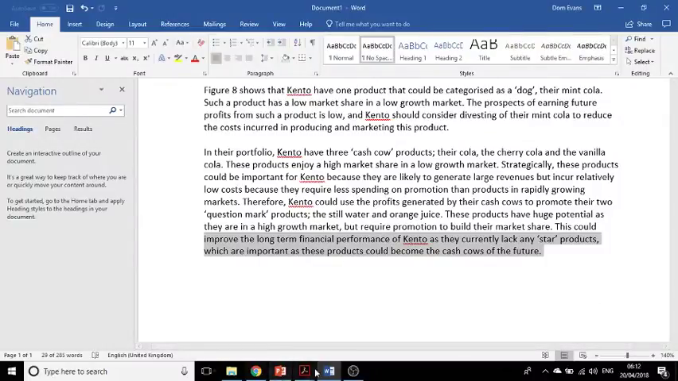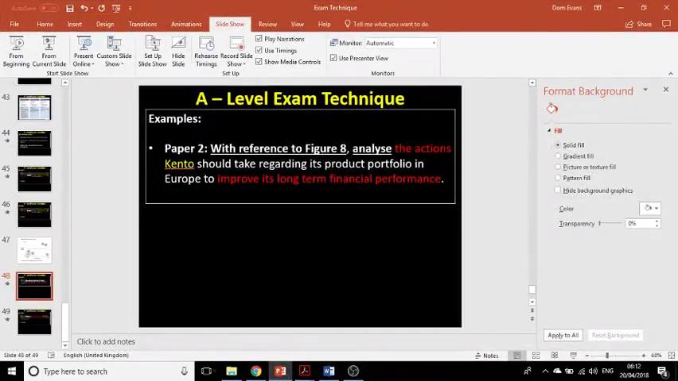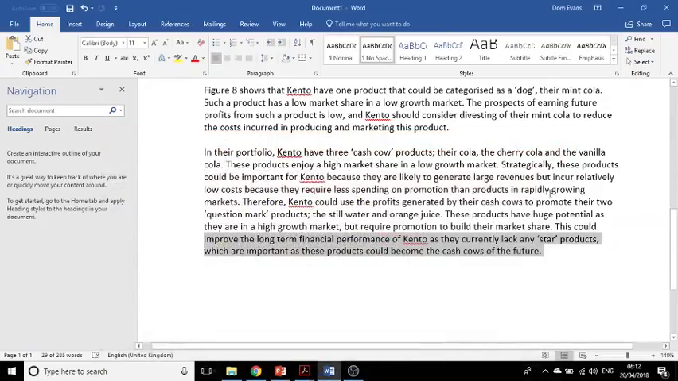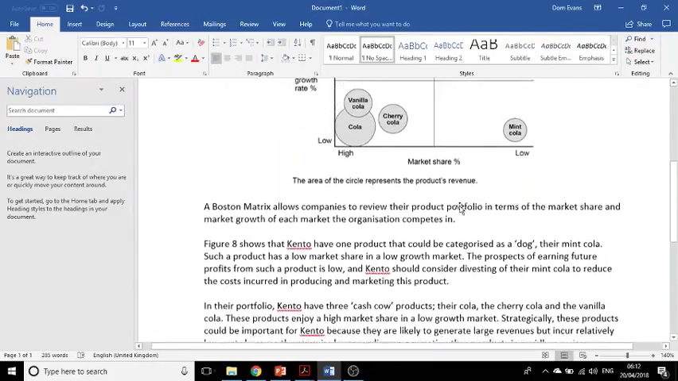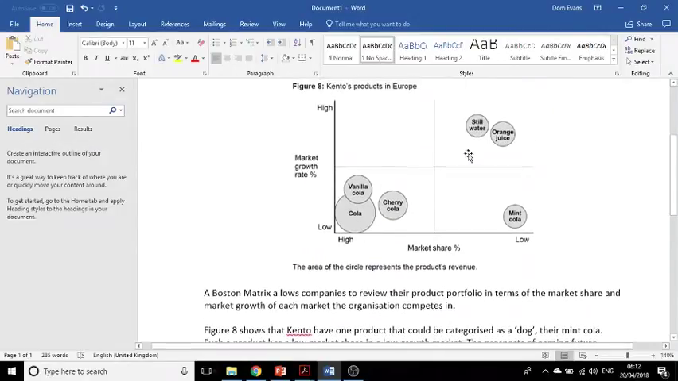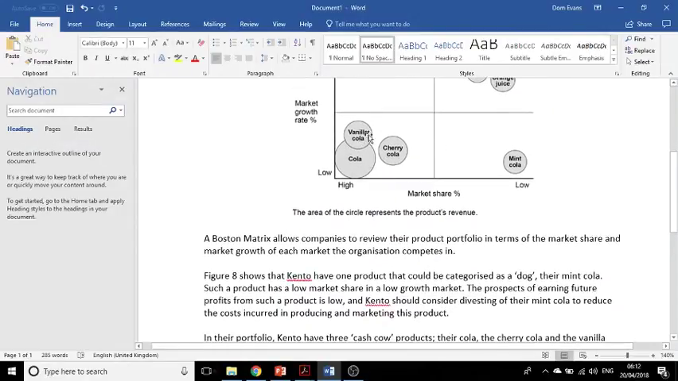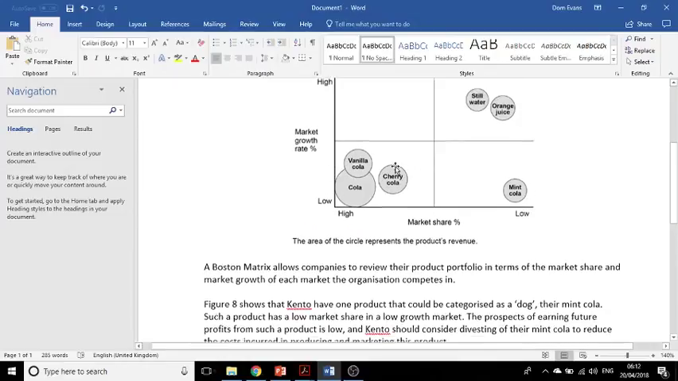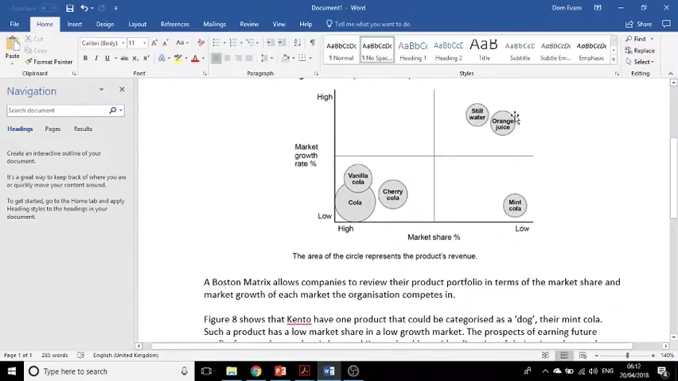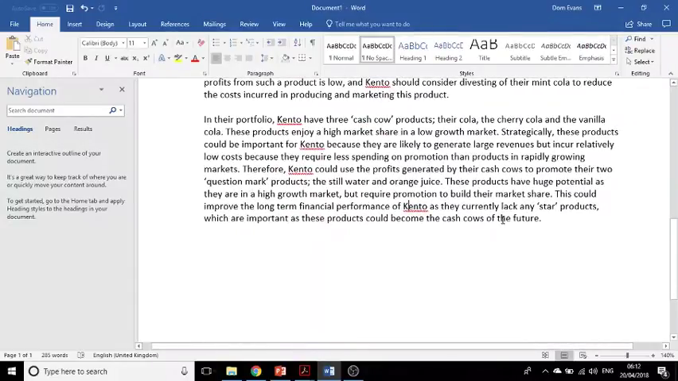So hopefully what you can see, my answer looks at its reference figure 8. I build a nice chain of argument, and I've looked at the actions Kento should take in order to improve its long-term financial performance. And what else I've done that a high-level student would do is that I've linked these. I've talked about it as a singular product portfolio, using these revenues earned by these cash cows to promote these products, which should move them into the star area, which will protect future financial performance.